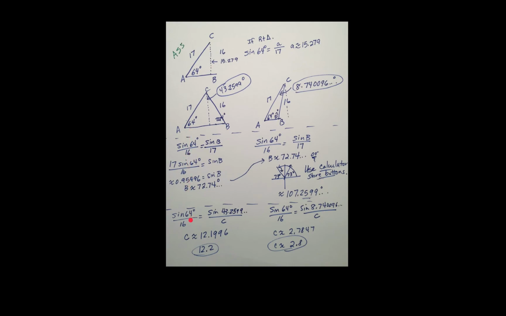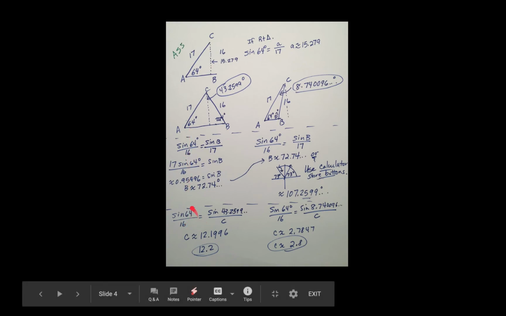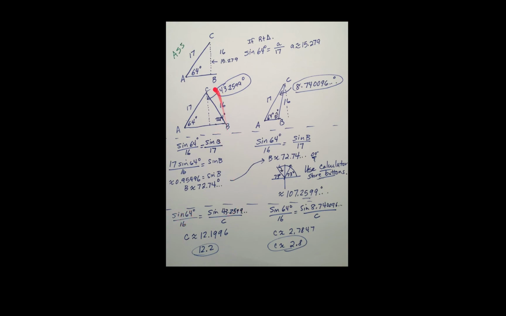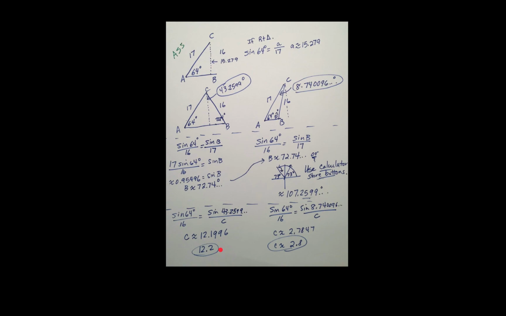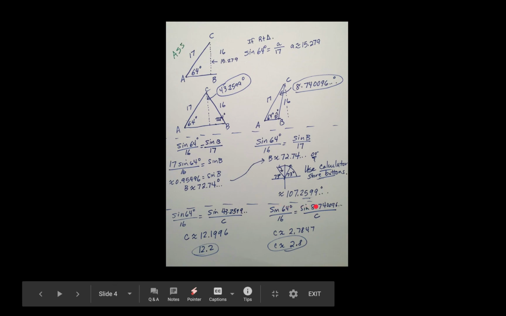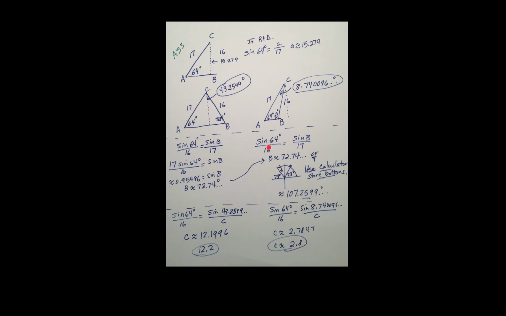We take sine of 64 over 16. We always take the ratio that we know, both parts, is equal to sine of this angle over side C. And when we work that out, we get approximately 12.1996. I think it tells you to round side lengths to the nearest tenth and angles to the nearest degree. Be careful of that. When we do this with this 8.74 angle, we get approximately 2.7847, which is approximately 2.8. Now make sure you round everything properly and get it put in the correct spot.